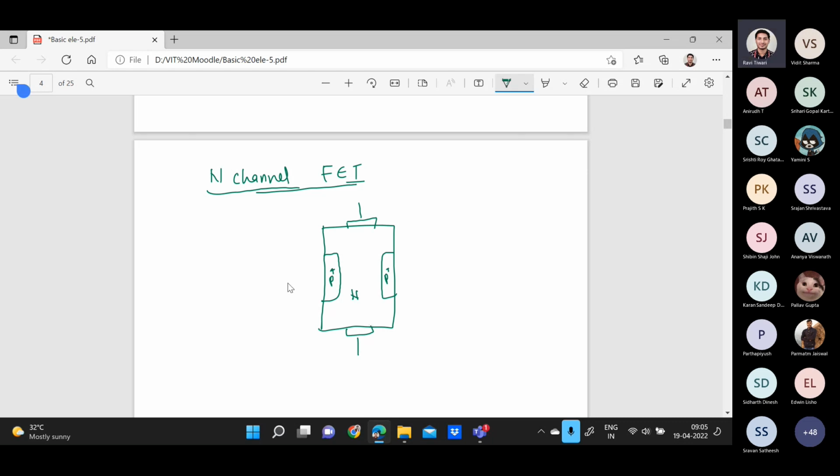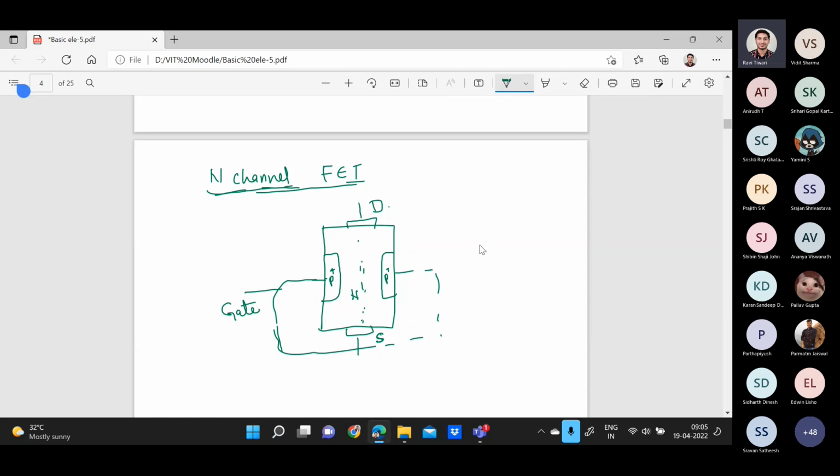And in this terminal, you have to connect your gate terminal. This will be your gate for controlling. This you can assume as the source and this as the drain. As there is an N channel in between them, it is called the N channel FET.